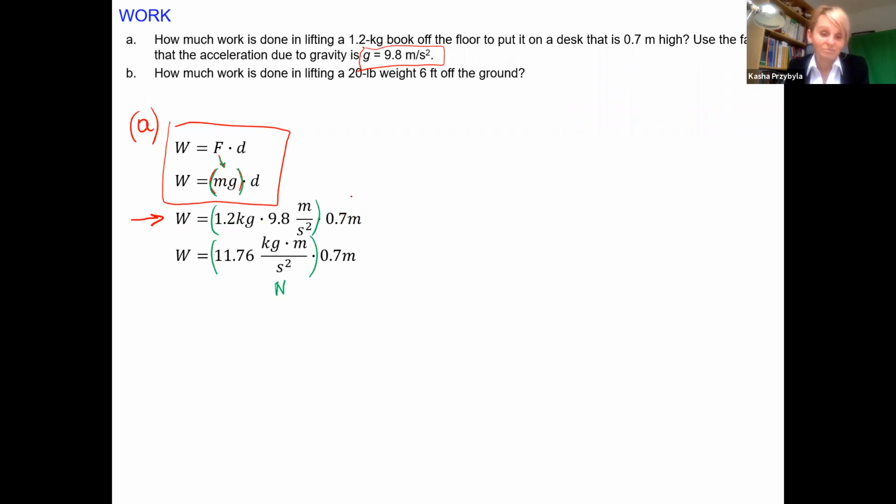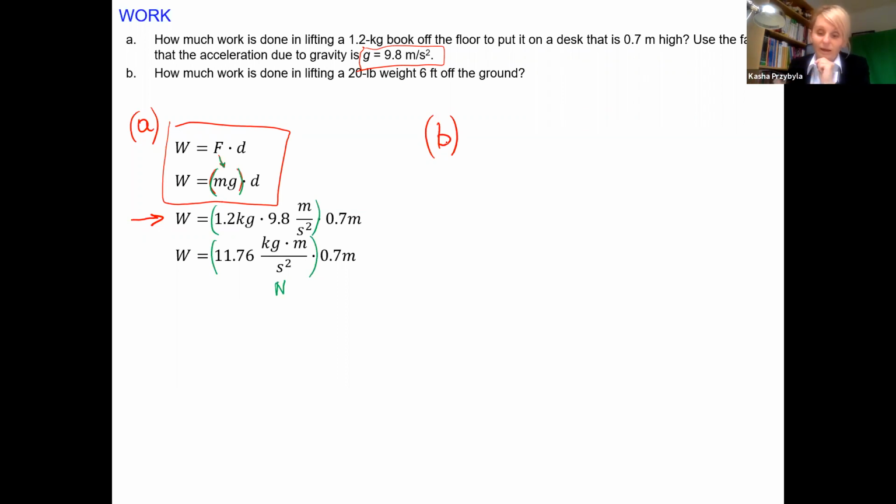Don't worry, we will not be confused. And no, we will not convert between kilograms and pounds. If the question is like part B, which I will show you, and everything is in pounds and feet, then we will do it a different way. If it's in kilograms, meters, seconds, then we will do it this way.